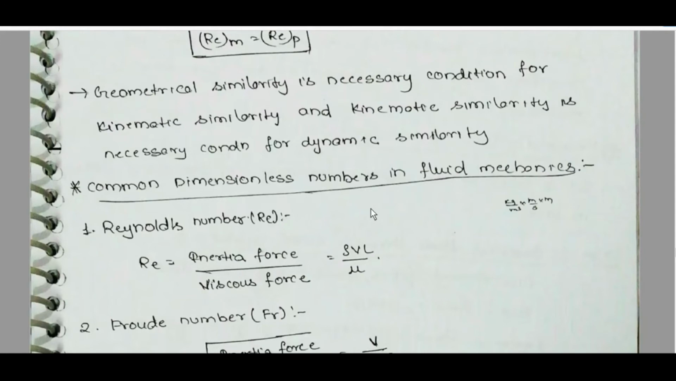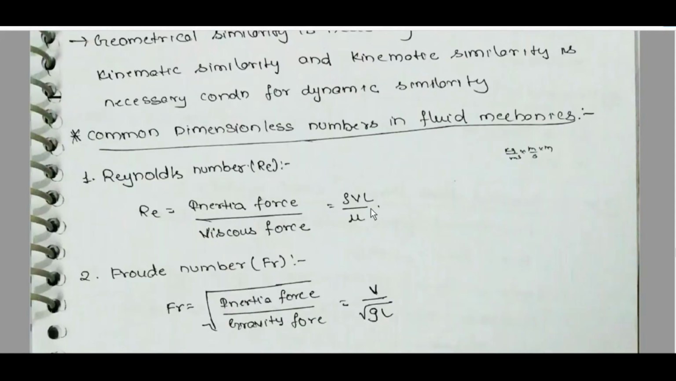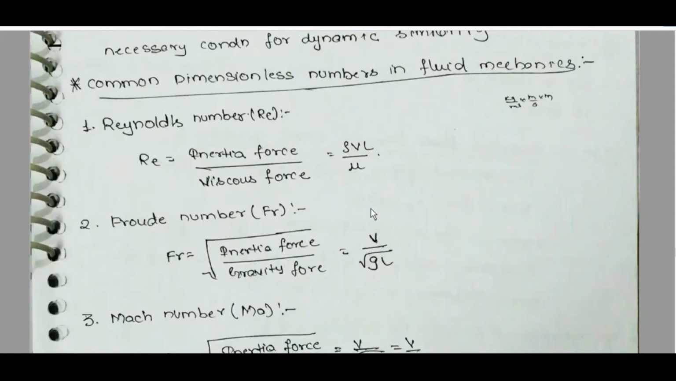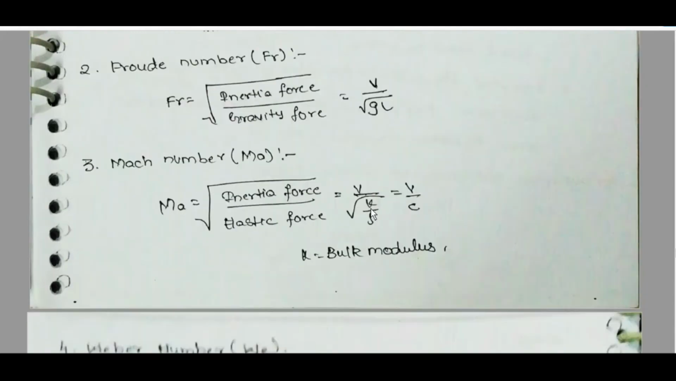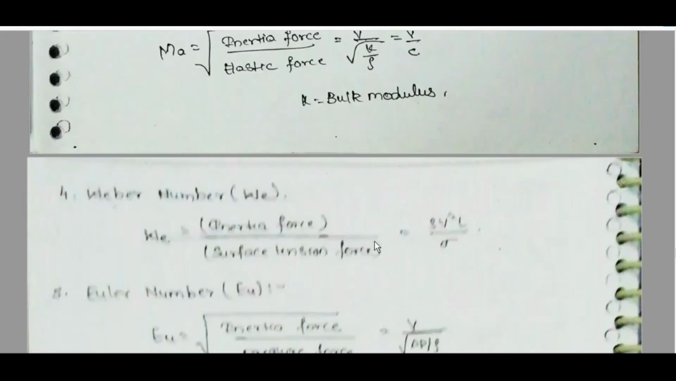Common dimensionless numbers in fluid mechanics. Reynolds number is equal to inertia force by viscous force is equal to rho V L by mu. Froude number Fr is equal to root of inertia force by gravity force is equal to V by root GL. Mach number Ma is equal to root of inertia force by elastic force is equal to V by root K by rho is equal to V by C. K is equal to bulk modulus.